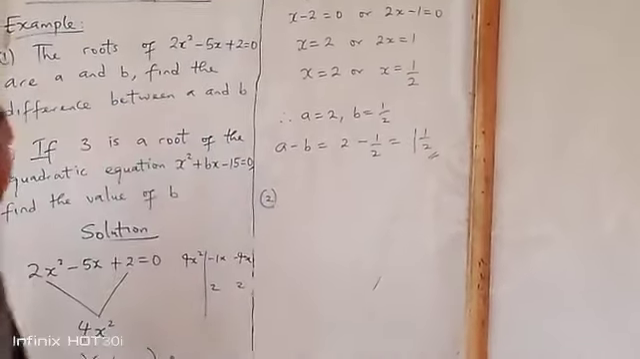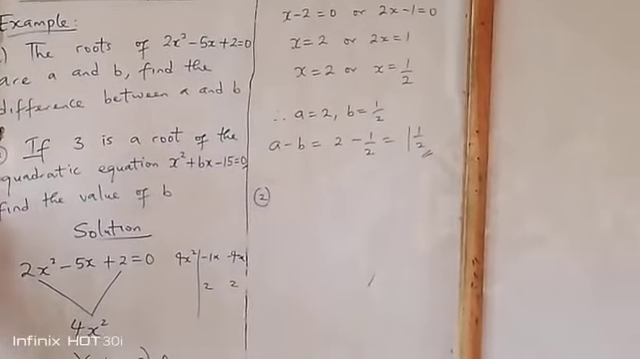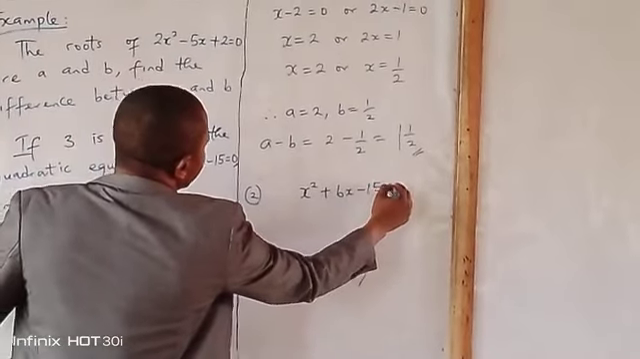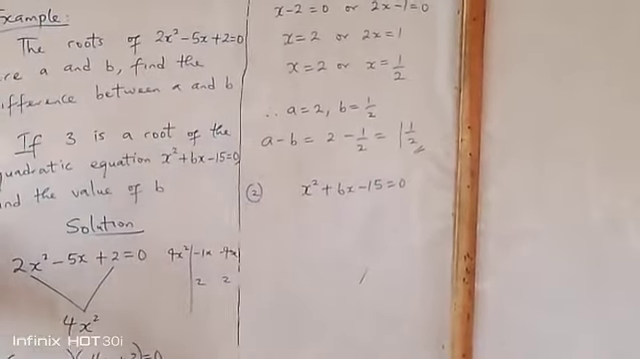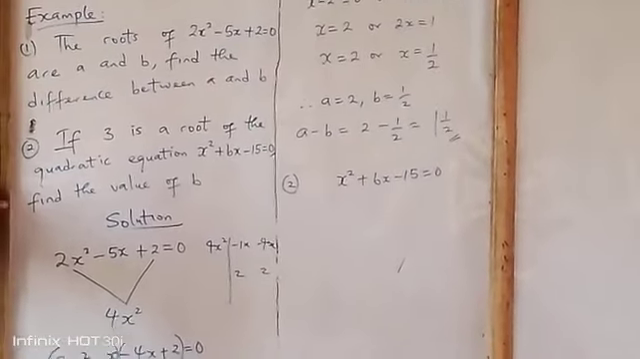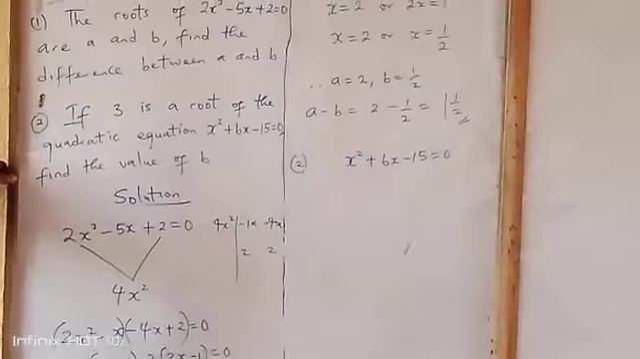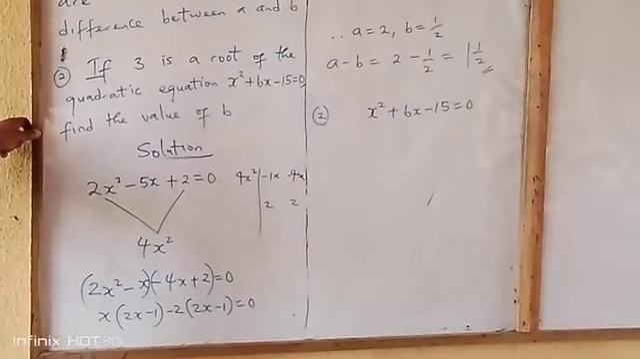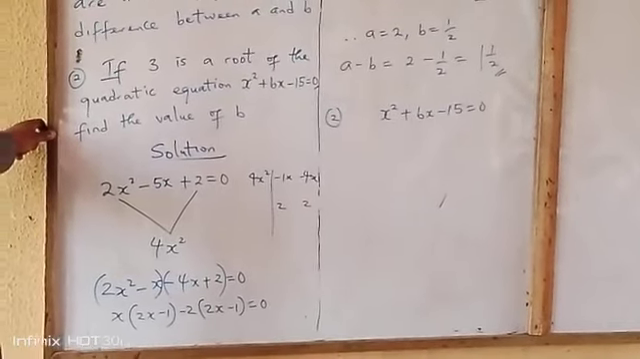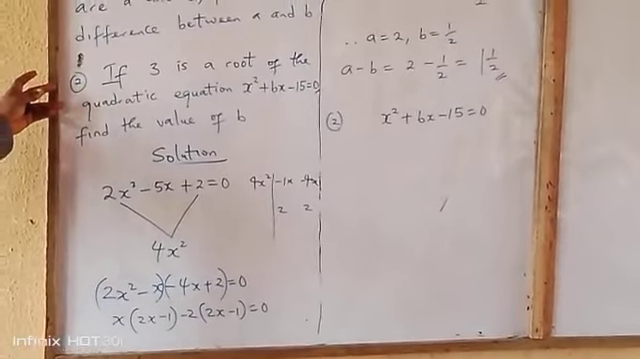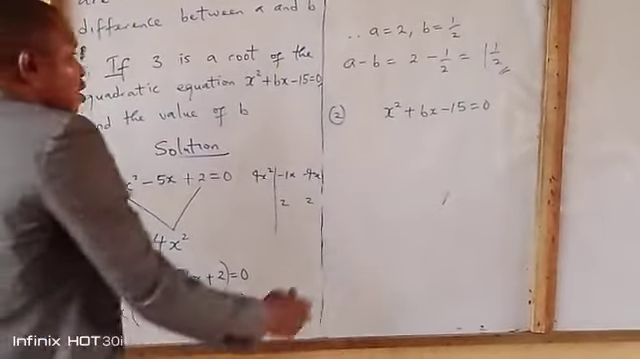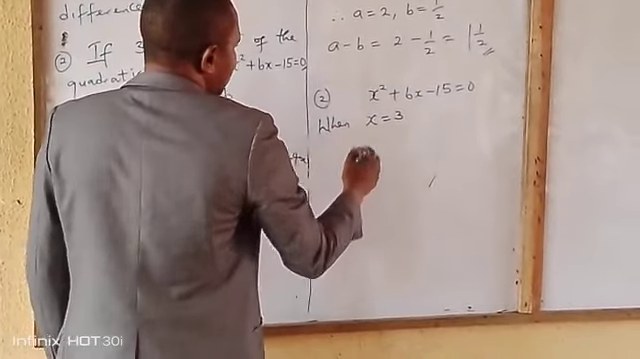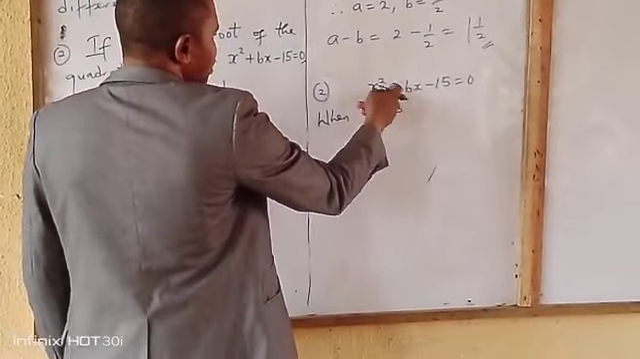Then the second question. If 3 is a root of the quadratic equation x squared plus bx minus 15 equals 0, find the value of b. Out of the two roots of this quadratic equation, we are given one of the roots. We are given the value of one of the roots, which is 3. So all you need to do is to substitute the value. So x equals 3.